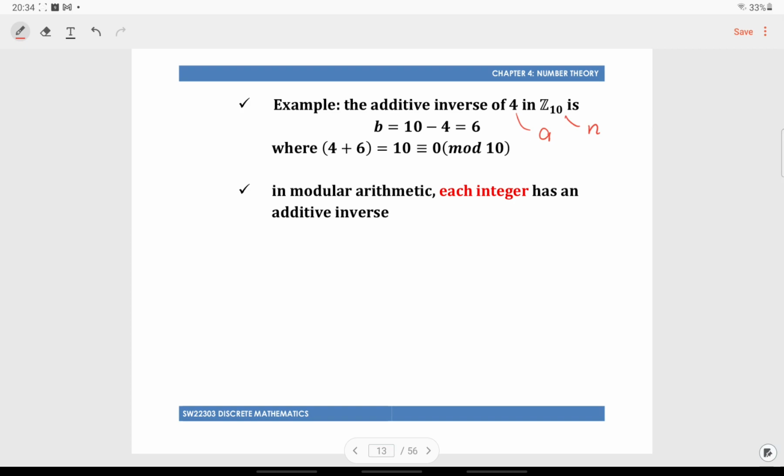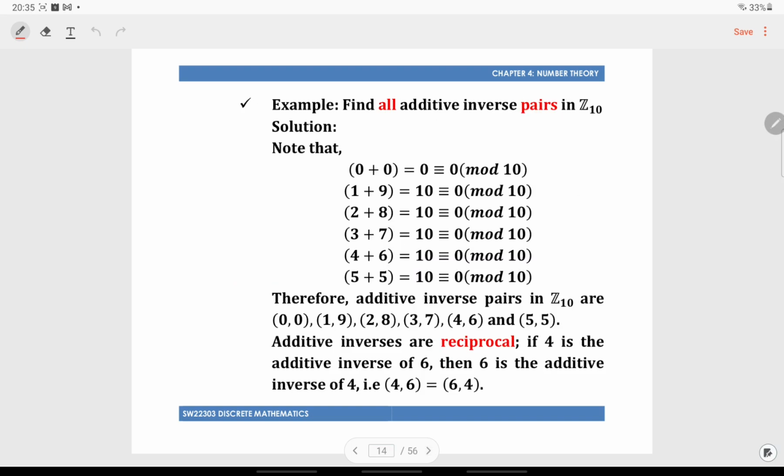So in modular arithmetic, each integer has an additive inverse, whether in Zn, Zp, or Zp star. All elements inside these sets have an additive inverse. Now, the multiplicative inverse is quite complicated, but later on we will see the details. First of all, we need to understand the additive inverse.